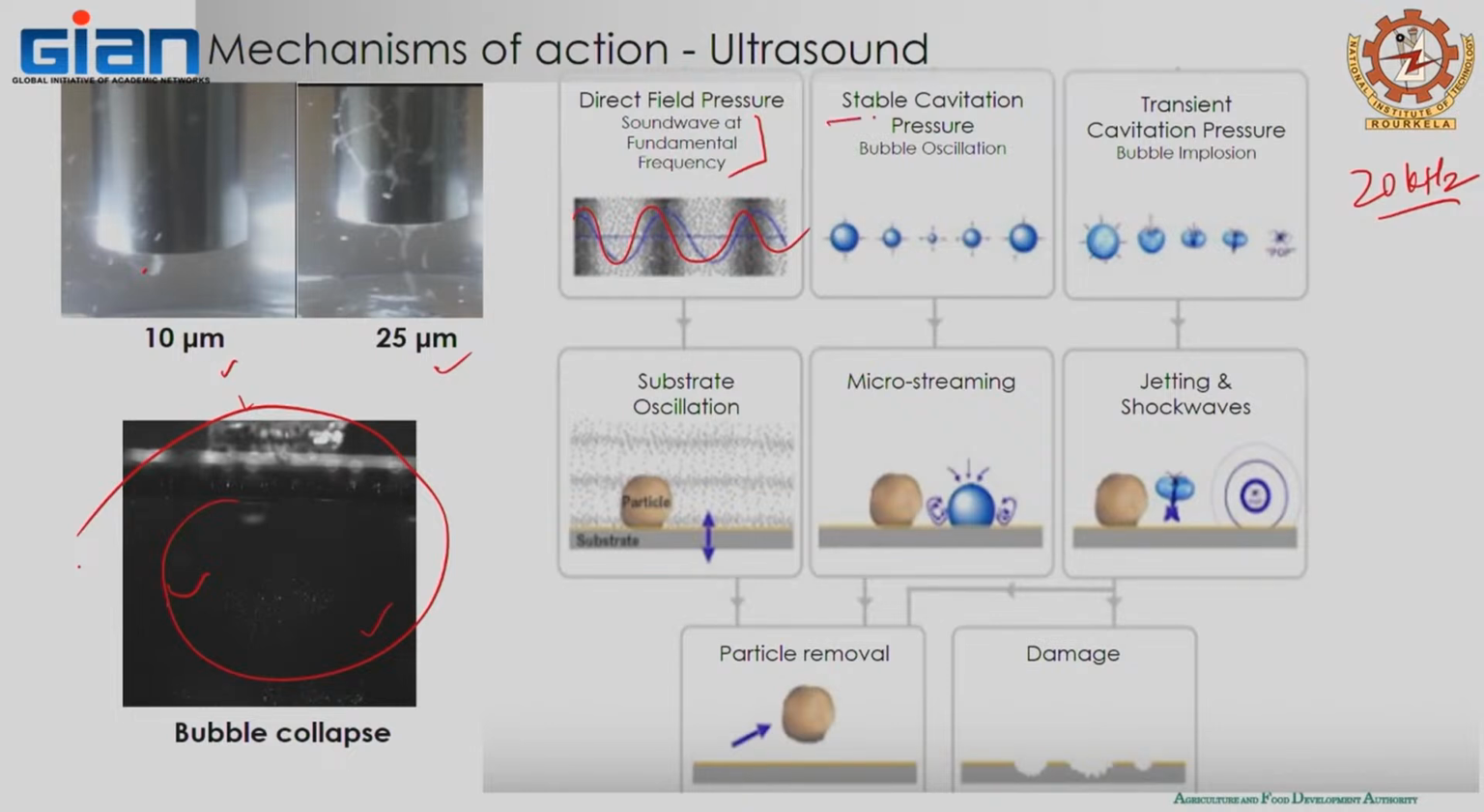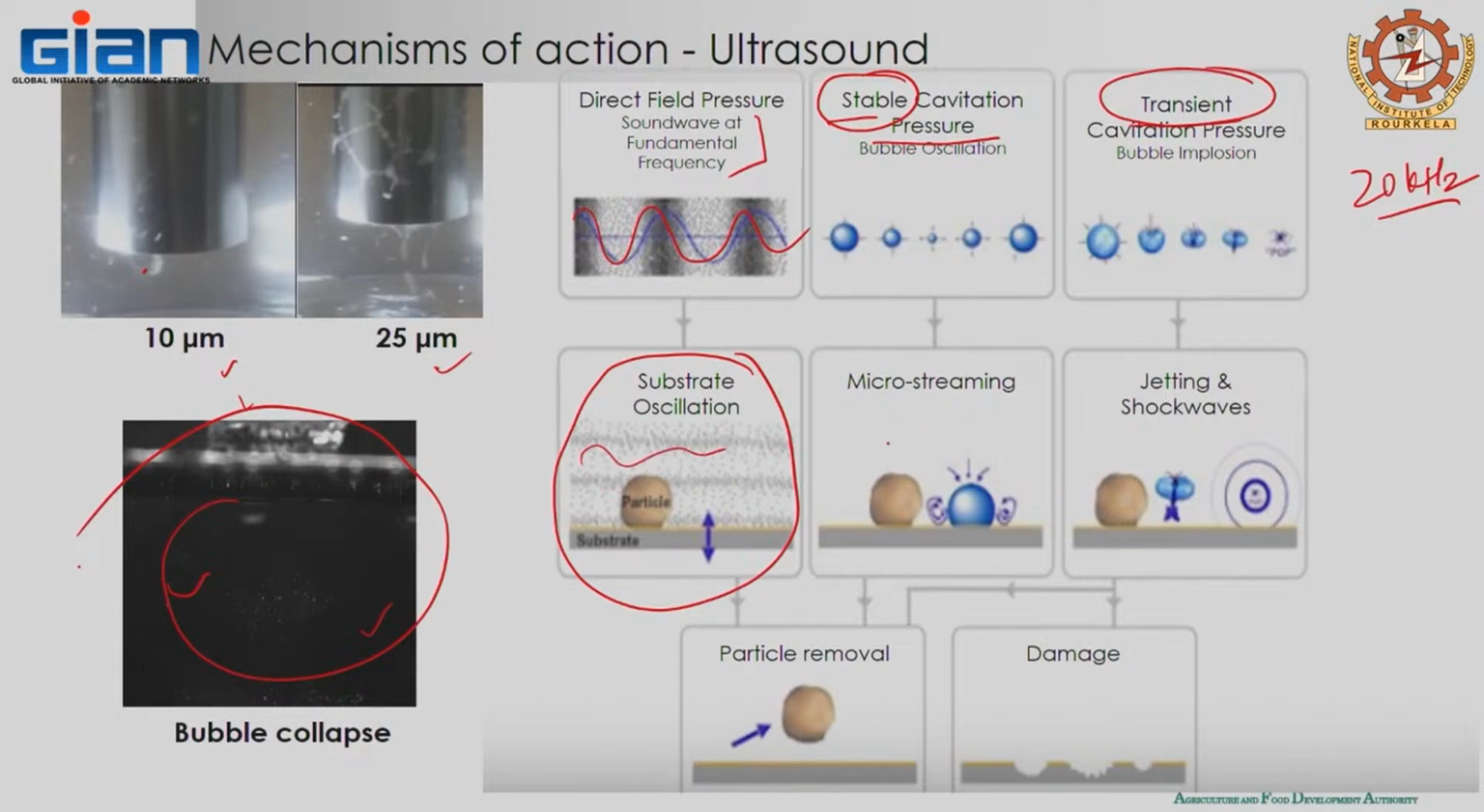The second way is stable cavitation, where cavitating bubbles are formed and they are just vibrating. That is stable cavitation pressure. In transient cavitation, a bubble is formed and it is vibrating, exploding, imploding. So there are two types of cavitation: stable cavitation and transient cavitation. That means in the simple case, the sound wave is going and the particle is happily standing there.